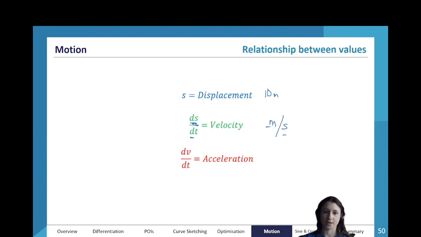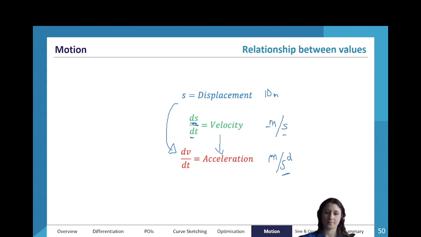Meters per second. Your acceleration is in meters per second squared. So think about this even more. The acceleration is the derivative of the velocity, right? dv/dt. So it's almost like the second derivative, or it is the second derivative of displacement. So it's almost like you're dividing by time twice.